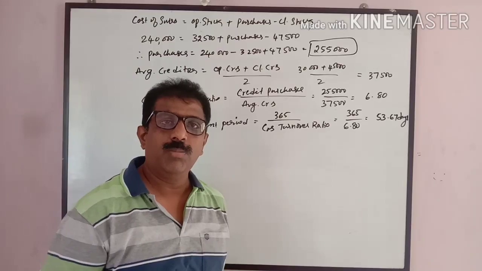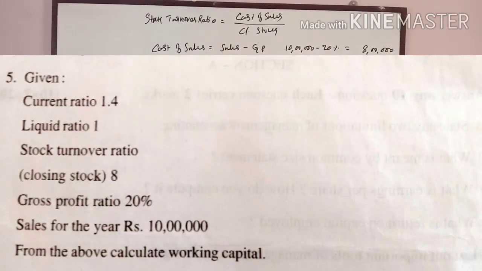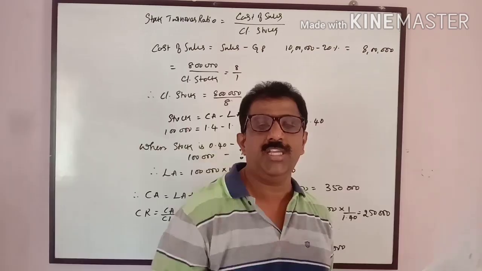Let me take one more problem. This was asked in the year 2010 May-June, old scheme. Given: current ratio 1.4, liquid ratio 1, stock turnover ratio 8 on closing stock, gross profit ratio 20%, sales for the year 10 lakhs. They have given us only sales, gross profit ratio and stock turnover ratio. With the help of this we have to find out the working capital.